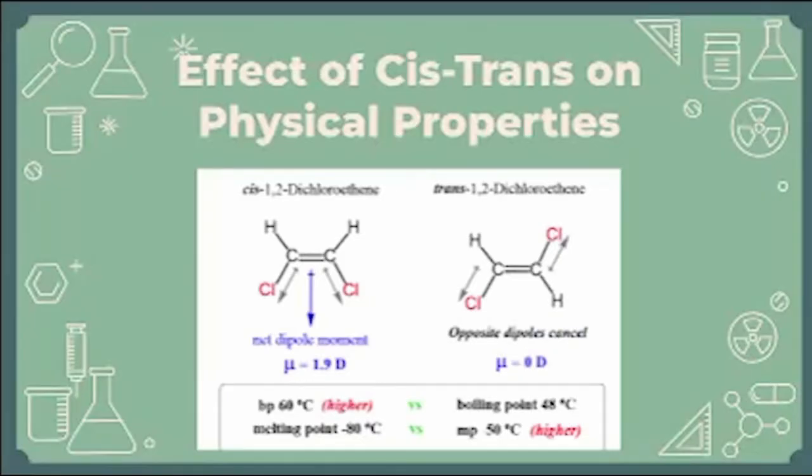And now the effect of cis-trans on physical properties. Trans isomers have higher melting points due to their longer, flatter shape and better ability to fit together, while cis isomers have higher boiling points due to the fact that they are polar molecules, while trans isomers are nonpolar.